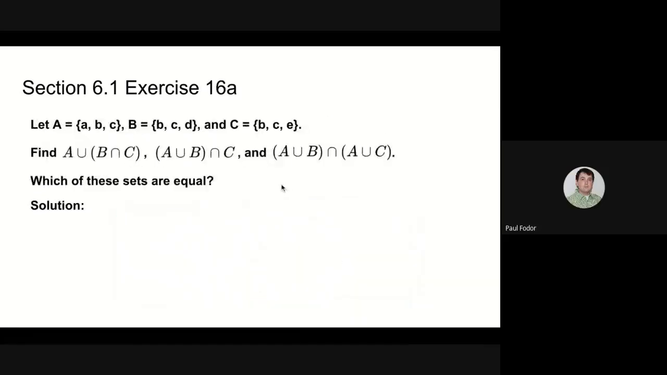Thank you. Welcome. So problem 16a in section 6.1 asks us to find these three sets and to determine which of these sets are equal. For the first set, B intersect C gives us a set containing elements B and C. A union that set gives us the set containing elements A, B, and C. For the second set, A union B gives us a set containing elements A, B, C, D. And that set intersect C is B, C, because B, C are the elements in both sets.